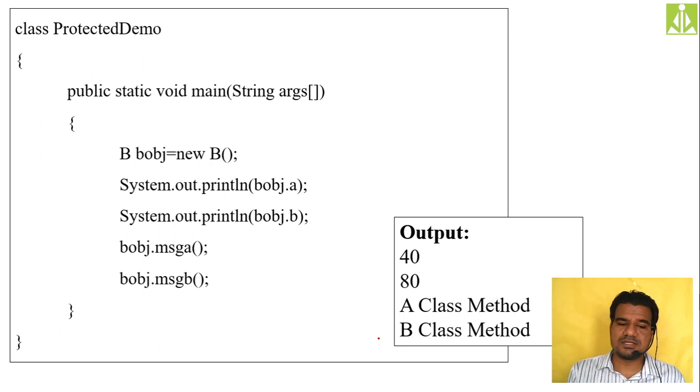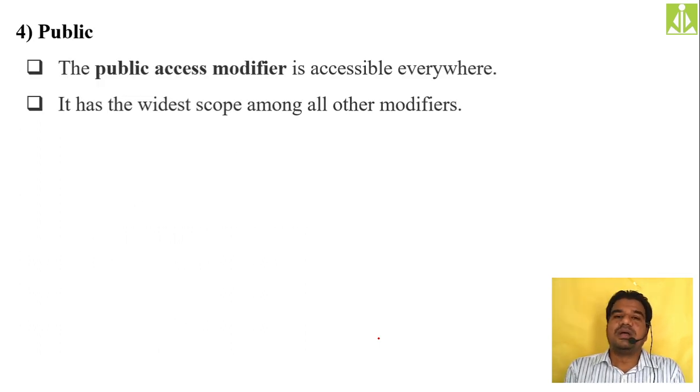And the last access modifier, that is public. Public means open to the world. Anybody, any subclass, non-subclass, within the package, outside the package, everywhere you can access. The public access modifier is accessible everywhere. It has the widest scope among all the modifiers. Simply create the suitable class object and you can access.